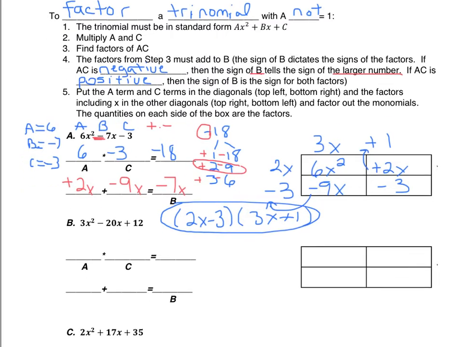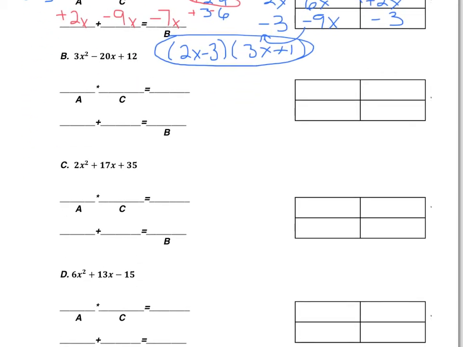In letter B, we're going to go ahead and multiply a and c. Well, a is 3. And c is a positive 12, so we get a positive 36. So we're going to take factors of a positive 36, so 1 and 36, 2 and 18, 3 and 12, 4 and 9, and 6 and 6.